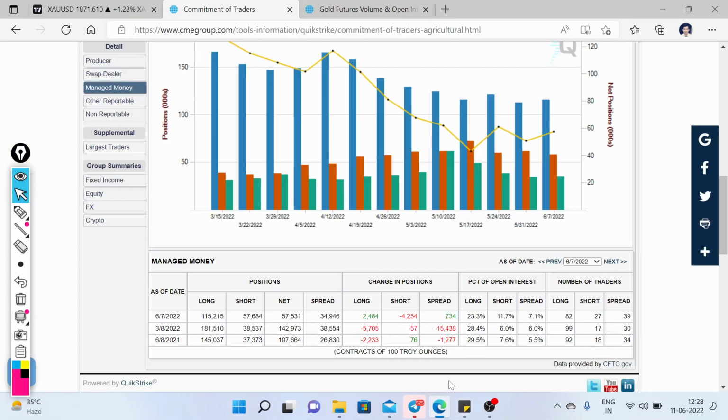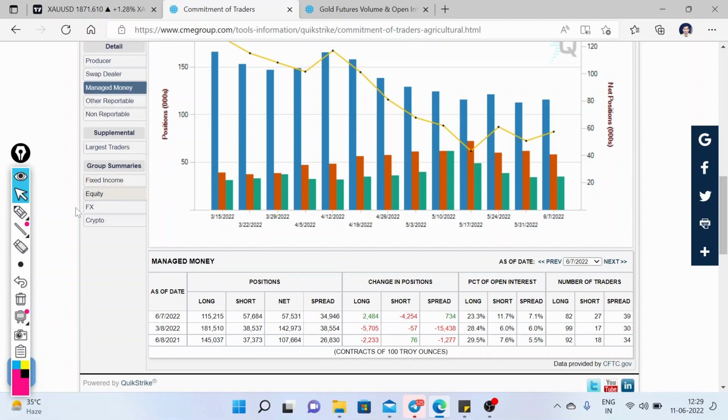Hey guys, welcome to another weekly gold XAUUSD price prediction video. In this video, we will analyze the gold chart on the basis of price action, and we will also discuss the important fundamental factors that are currently affecting the gold movement. So let's start with the COT report first.